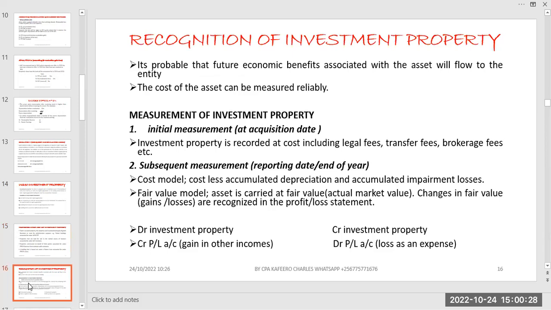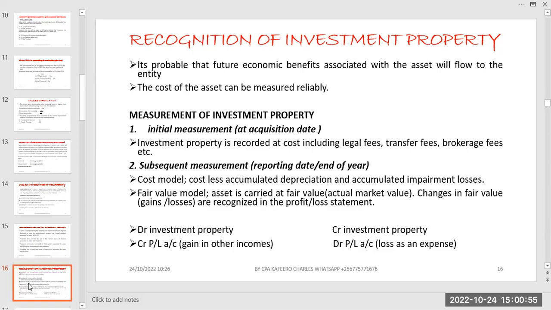Maybe what we need to go into deeper is, this is going to be our story. For every standard, we have to look at what the standard is saying about how to recognize it. We said recognition, those are conditions that are set, or criteria that are set for someone to recognize that you have an investment property.